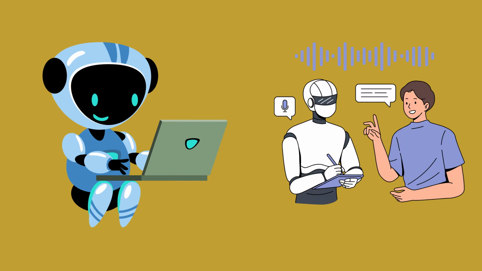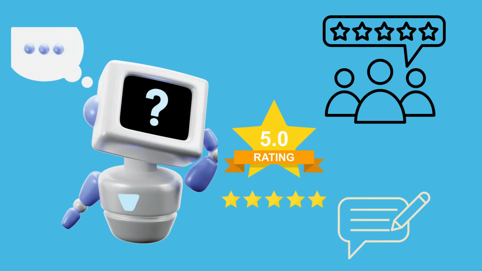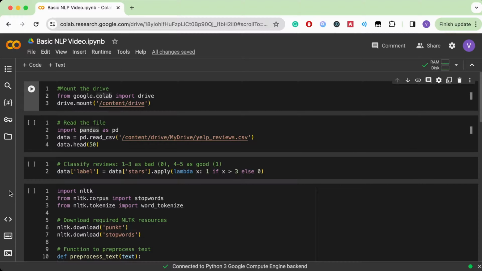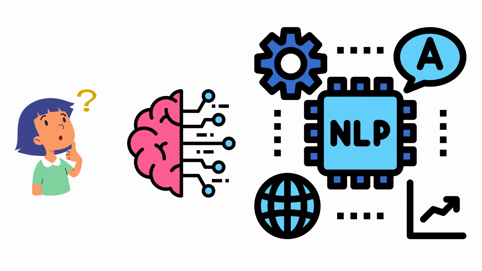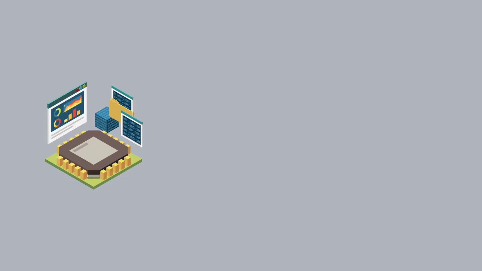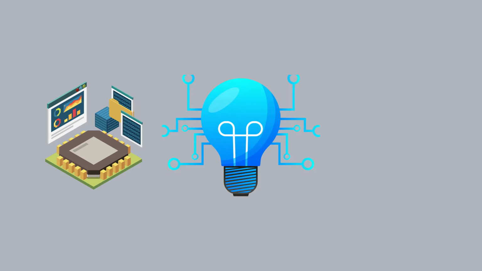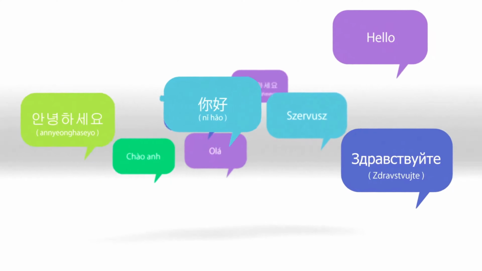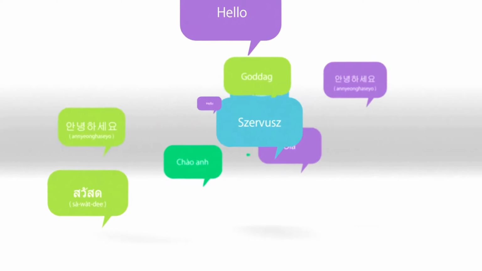Imagine teaching a computer to understand human language, to read reviews, books, or even your tweets. That's not science fiction, it's happening right now with NLP. So what exactly is NLP? NLP stands for Natural Language Processing, and it combines computer science, artificial intelligence, and linguistics. It's all about how computers can understand and even generate human language.